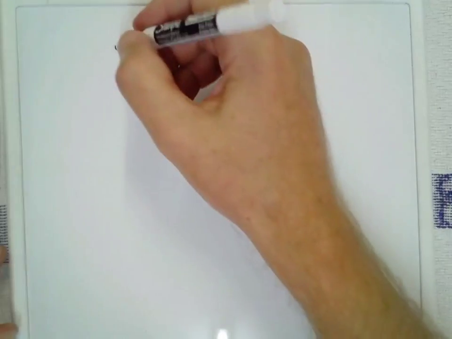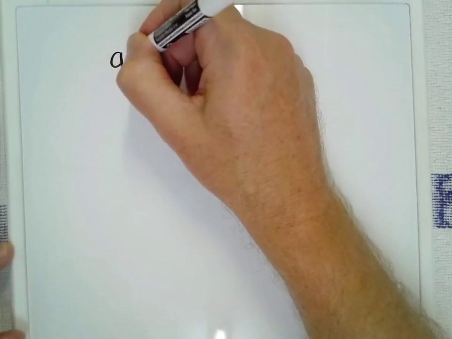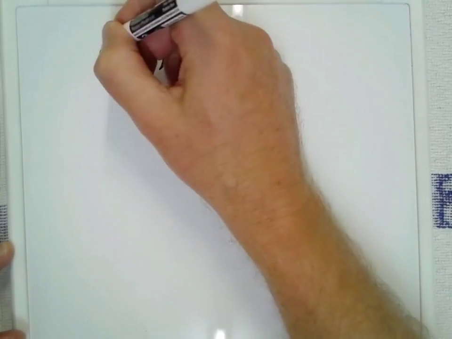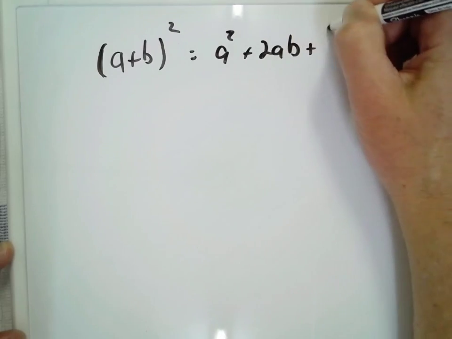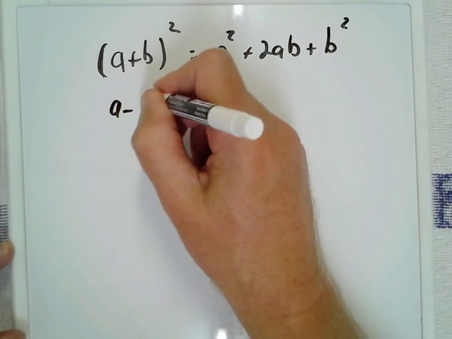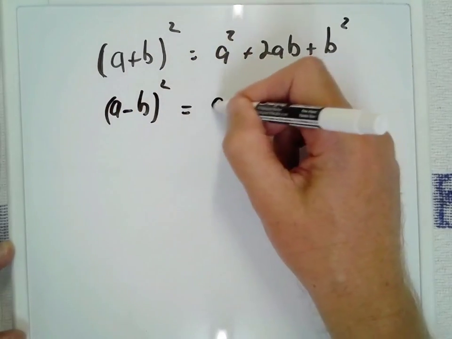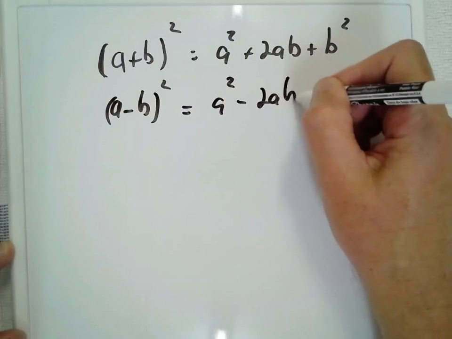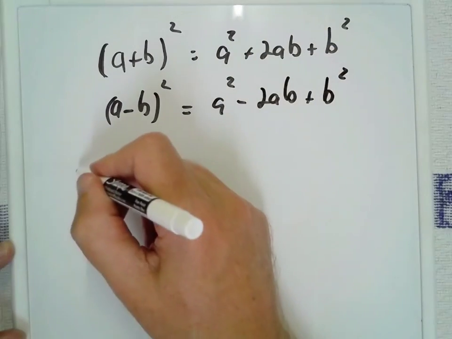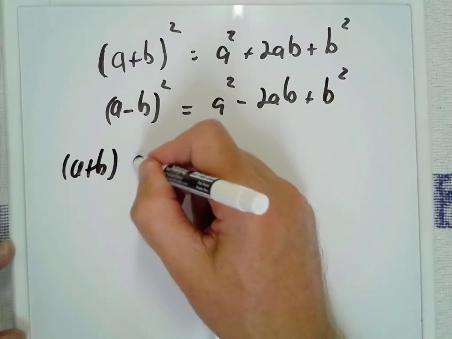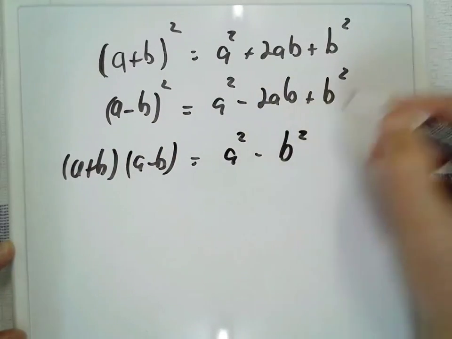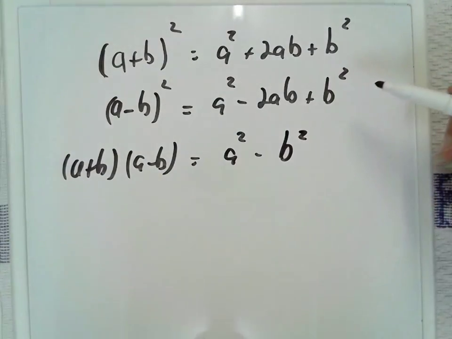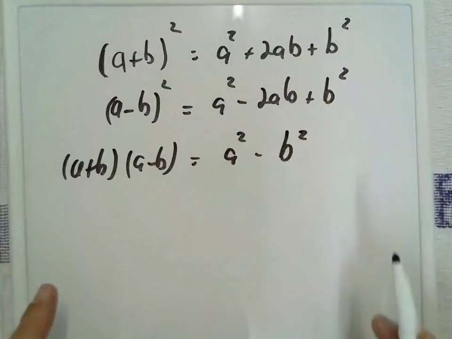Okay, so let's just go (a plus b) squared, (a minus b) squared, and (a plus b)(a minus b) which is a squared minus b squared. So there are our three patterns that we worked on when we expanded our brackets.